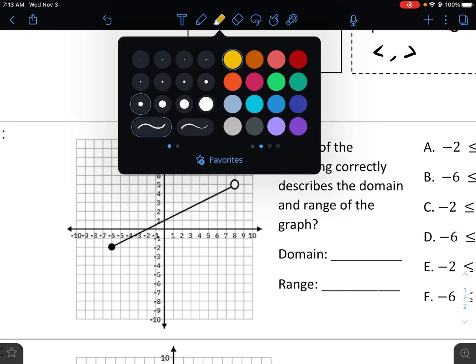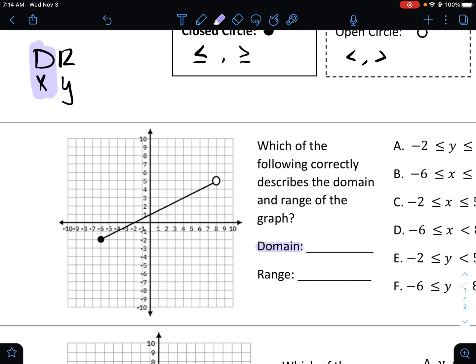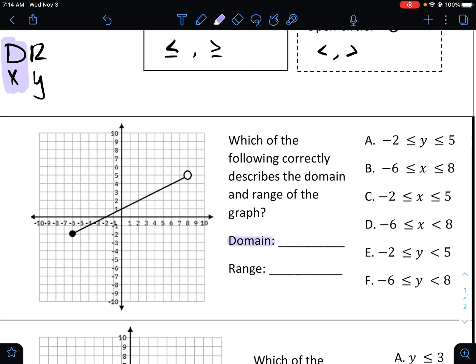I want to focus on just the domain right now. So we know domain is our x values. If we forgot, we have Dr. XY to help us, and it tells us that domain is our x values. So we're just matching the domain to the inequality signs. If I look at my answer choices, I can automatically eliminate A because it has a Y. The answers that I'm looking for are going to have an X in the center. So I have B, C, or D.